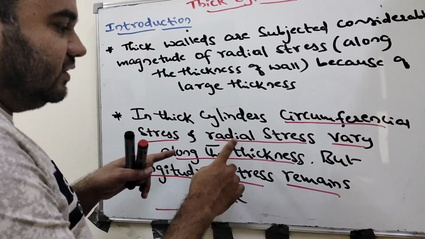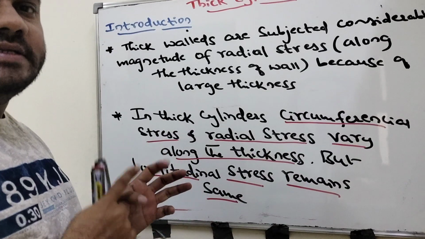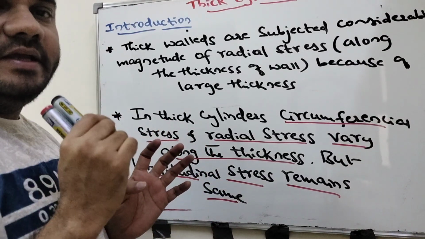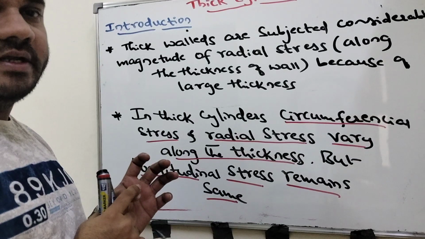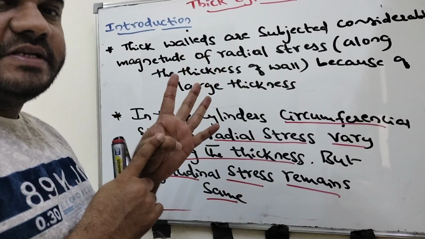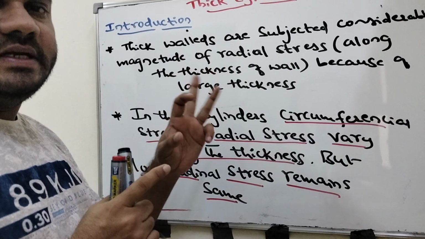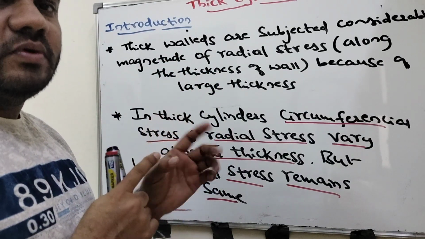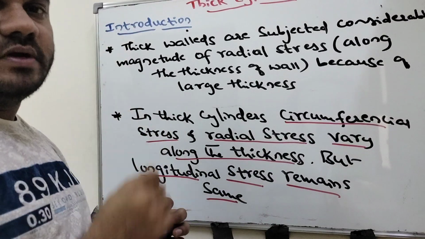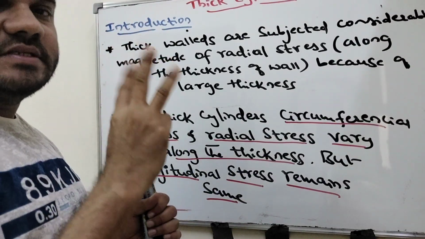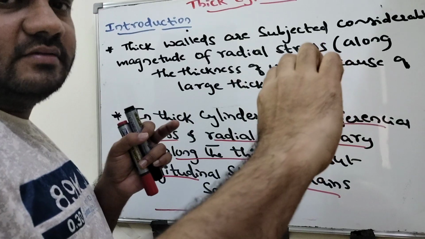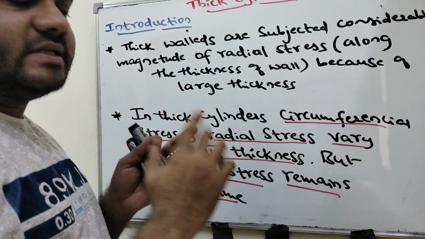These are all the differences between thin cylinders and thick cylinders. Just to recall: in thick cylinders, R by T is less than 10. That is one important criterion. Next, the stresses: in both cases the circumferential stress and longitudinal stress are developed. But in thick cylinders one more stress is developed, the radial stress, because the thickness is more. These three stresses are developed inside thick cylinders. The circumferential and radial stresses vary along the thickness, but the longitudinal stress remains the same.